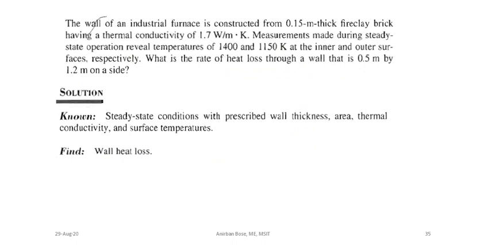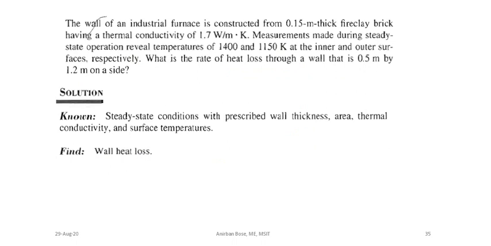Now here is another problem. This is a problem related to conduction. The wall of an industrial furnace is constructed from 0.15 meter thick fire clay brick having a thermal conductivity of 1.7 watt per meter Kelvin, and measurements made during steady state operation reveal temperatures of 1400 and 1150 Kelvin at the inner and the outer surfaces respectively. Then what is the rate of heat loss through a wall that is 0.5 meter by 1.2 meter on a side? So what are the known things?